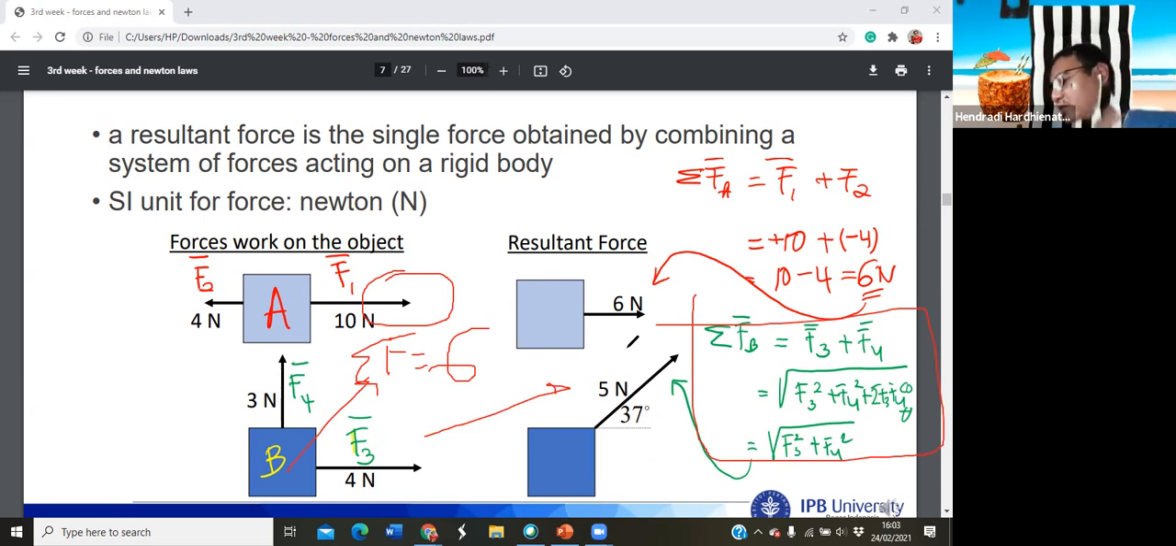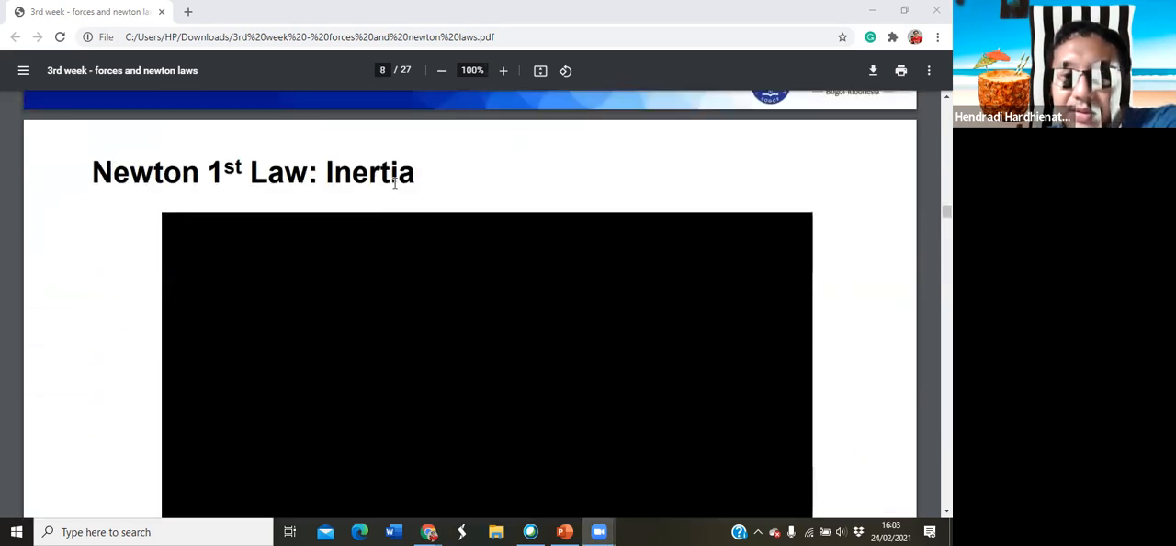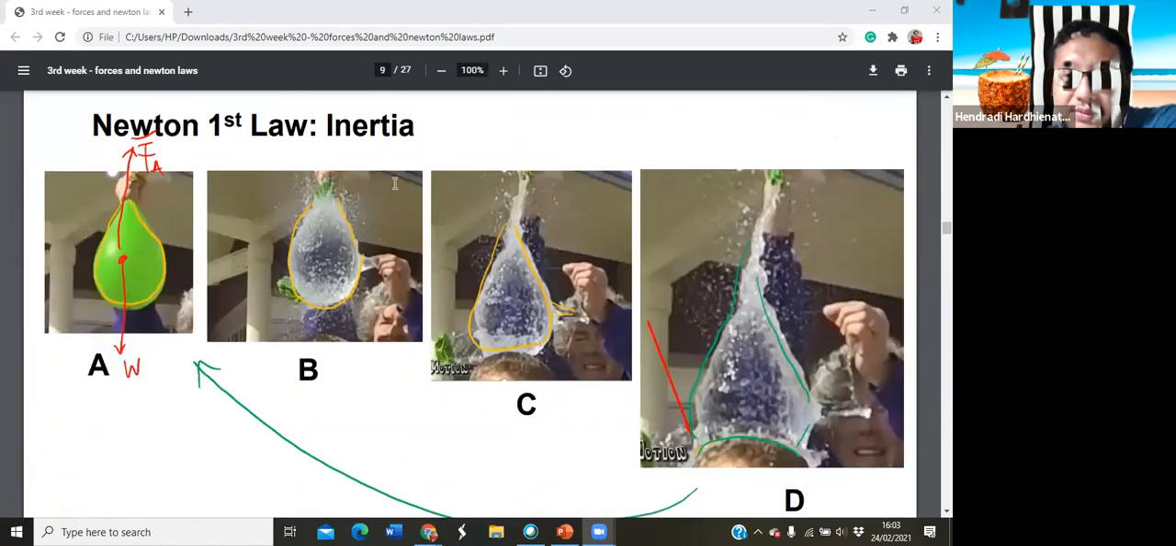But what I have to do is to make you understand the concepts. It's more important than doing the calculation, but the calculation is also important.